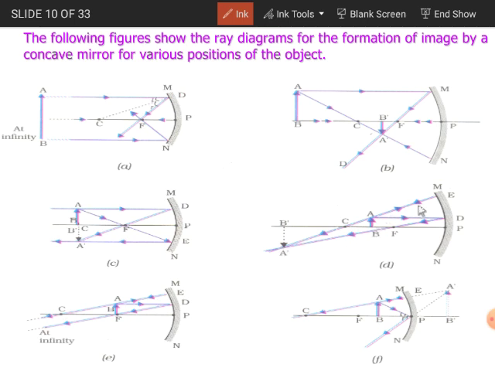Instead of that ray, you can also draw like this, a light ray passing through this focus. After incident onto the mirror, the reflected ray will come out parallel to the principal axis like this. So one ray like this passing through the focus, passing through the focus like this.